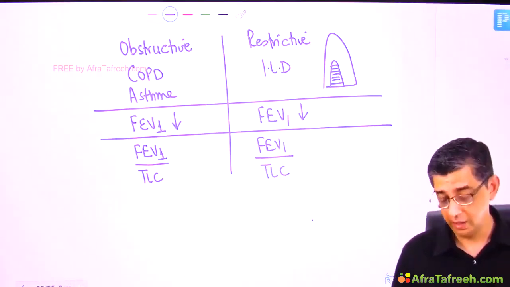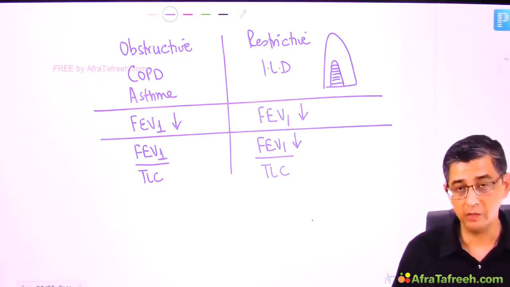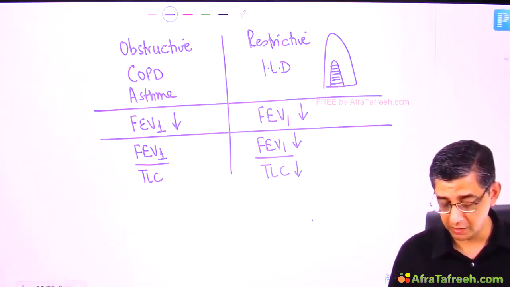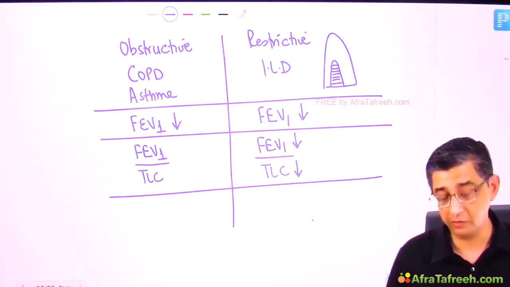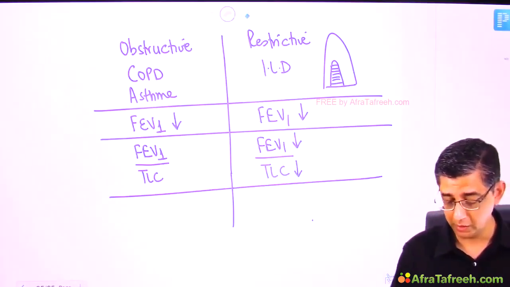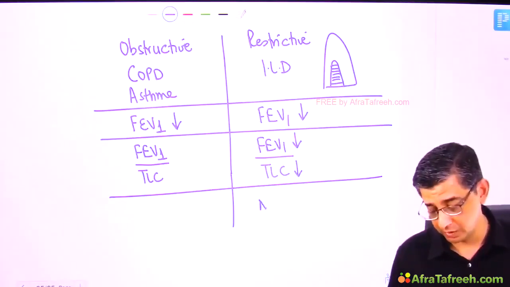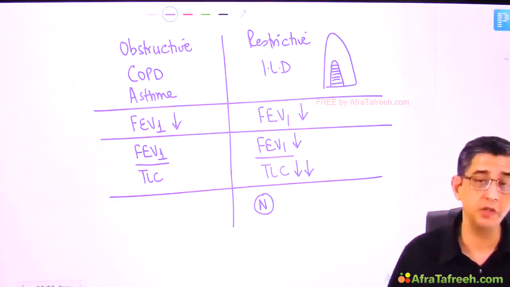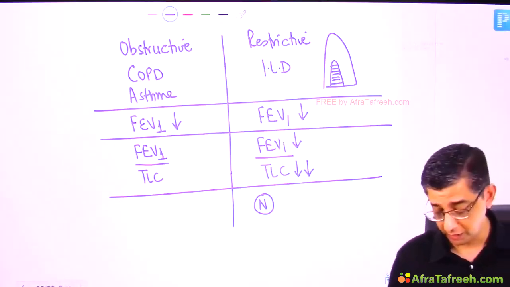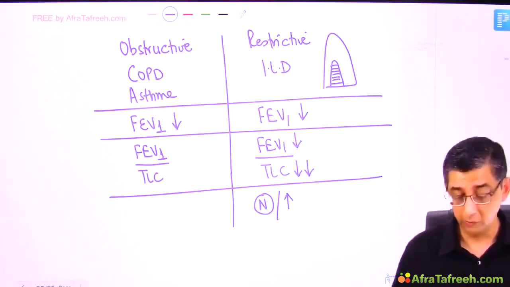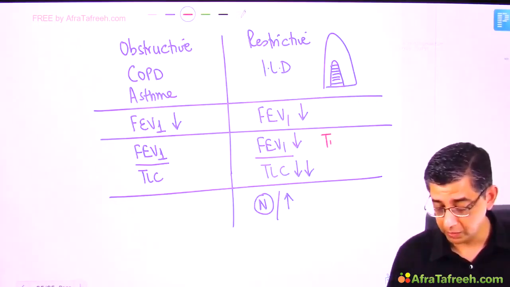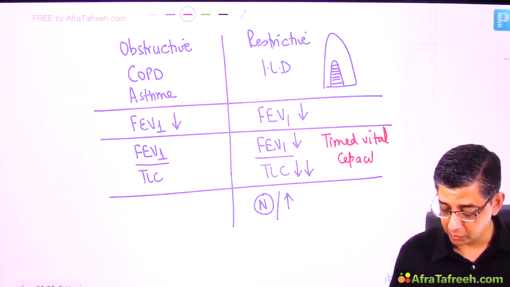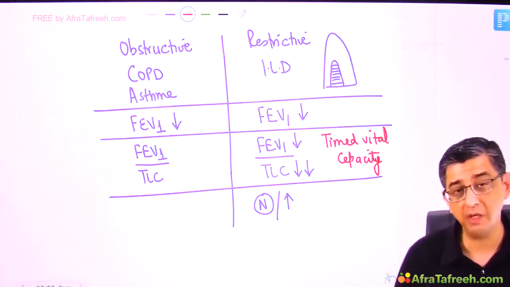On the right hand side, FEV1 is already lesser, smaller lung. But because there is fibrosis, total lung capacity will be less than 6 liters. Now, if you look at the mathematics here, the numerator is reduced and the denominator is also reduced. So there's a possibility that this ratio may be normal, or if there's a disproportionate reduction of TLC, then the value mathematically can increase also. I am teaching you at the moment a term by the name of timed vital capacity. Timed vital capacity can be normal or significantly increased in a patient of restrictive airway disorder.